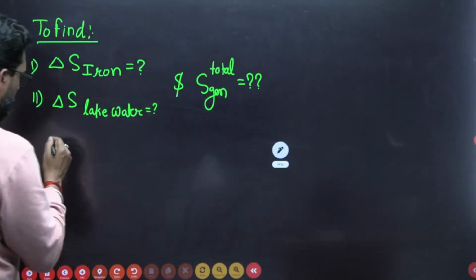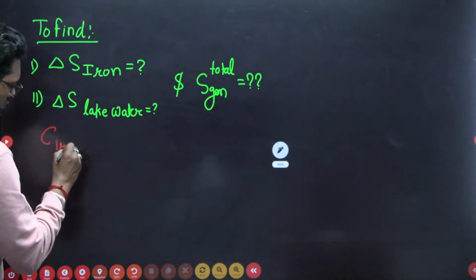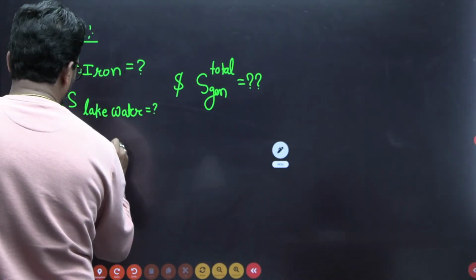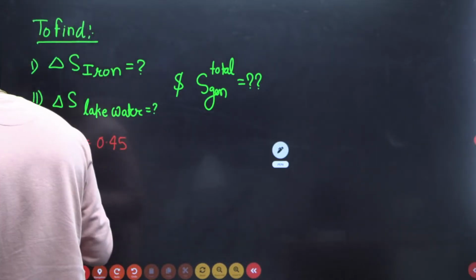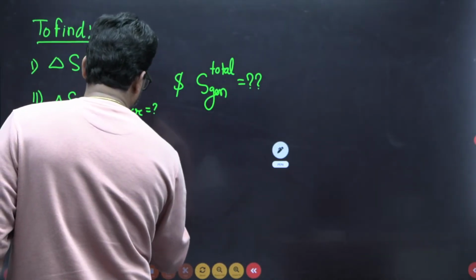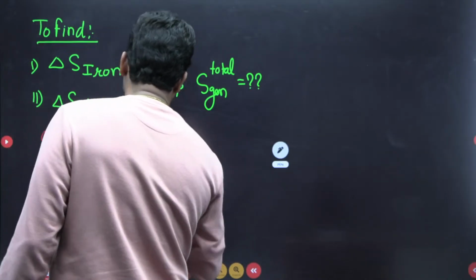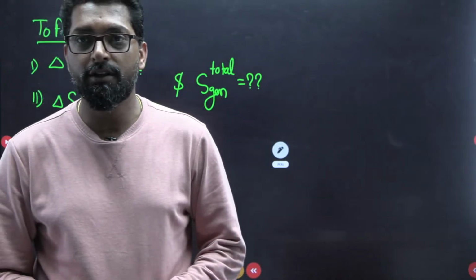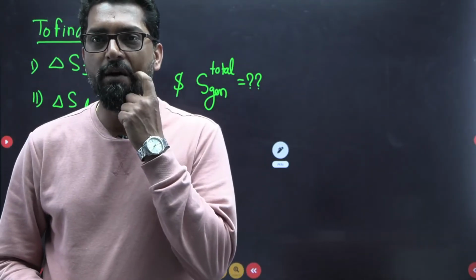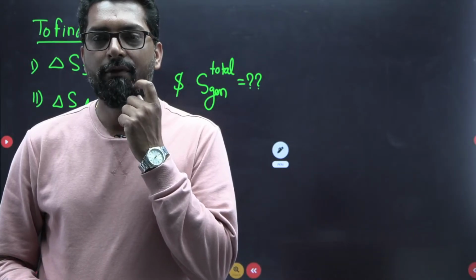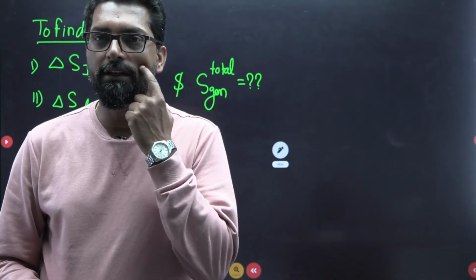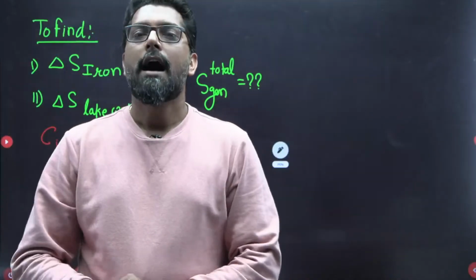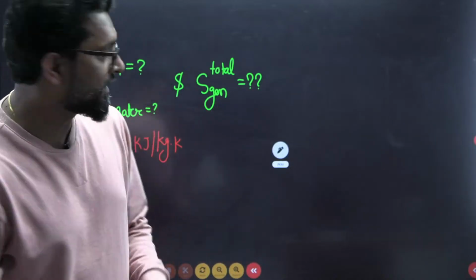Take C of the iron. C of the iron is 0.455 kilojoule per kg Kelvin. The temperature of the iron block after reaching the same temperature as the lake is the equilibrium temperature. Why? Because the lake has a very high thermal storage capacity. So, what is the final temperature?